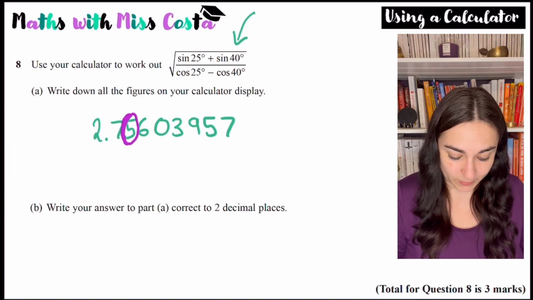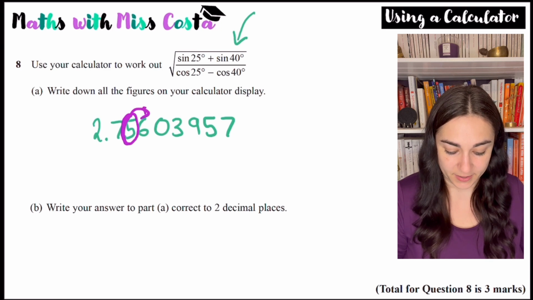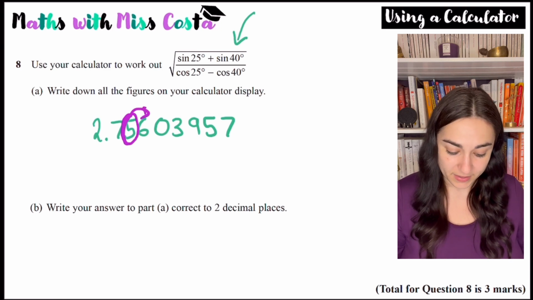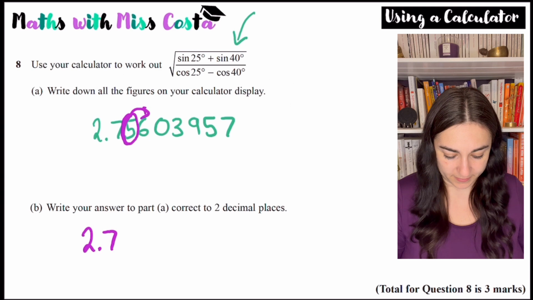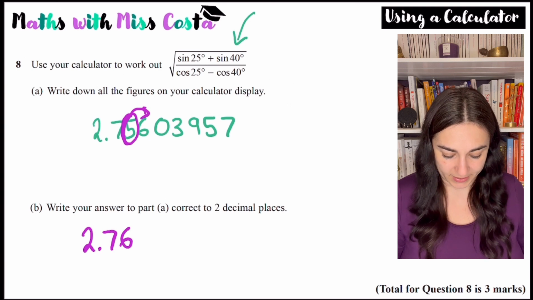Okay. And now the second part is asking me to write it correct to 2 decimal places. So to 2 decimal places, I circle the second digit. I look next door to decide whether I round up or down. It's more than 5, so I know I'm going to be rounding up. So that would become 2.76.